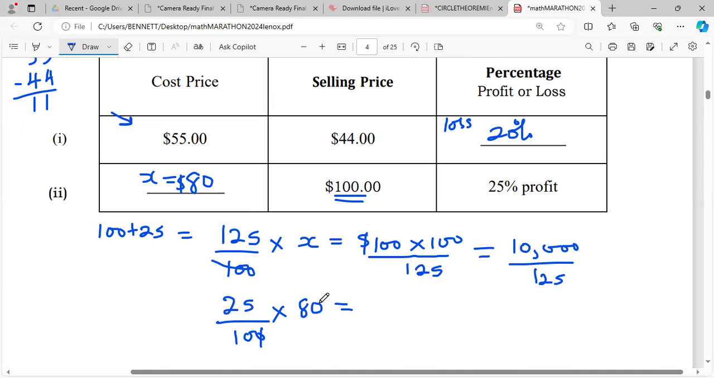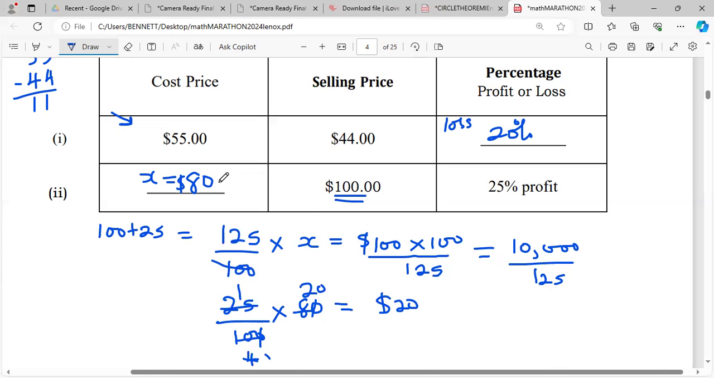No, better we do it that way. 100 divided by 4 is 25, so 4 into 80 is $20. Yes, it's correct. So this is a $20 profit that they add on. So in this case, $80 was the original price.